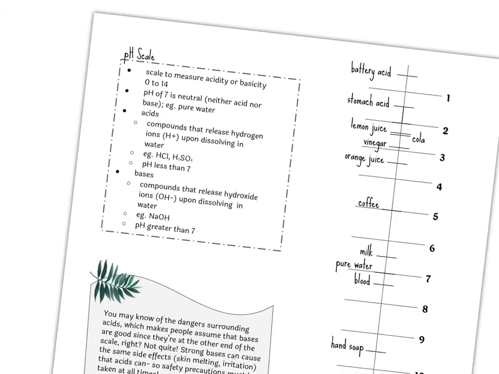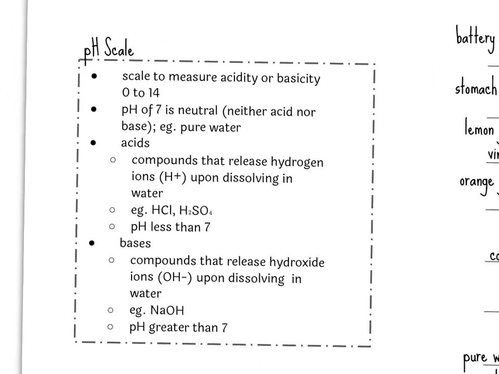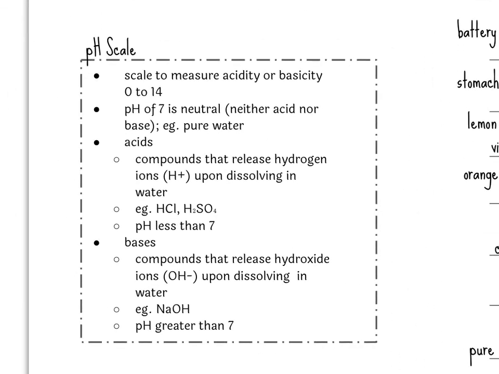Continuing on with some basic chemistry, I always like talking about the pH scale, which again, like a lot of the basic concepts that we're going to talk about in chemistry, you've probably heard about, but we're still going over it, so I know that you know. Okay, so pH scale is a scale to measure the acidity or basicity of something. So whether it's an acid or a base. The scale goes 0 to 14.